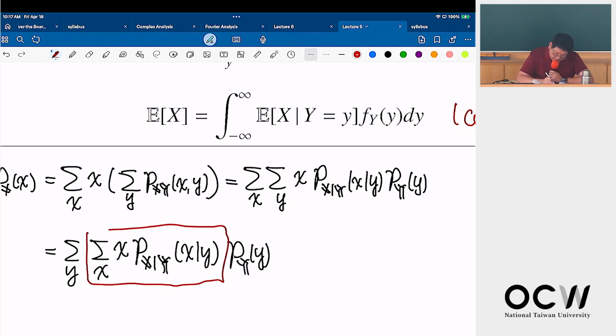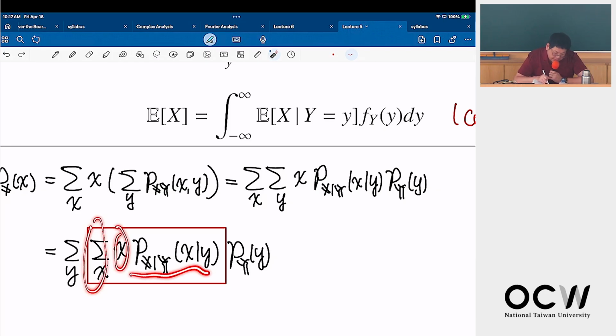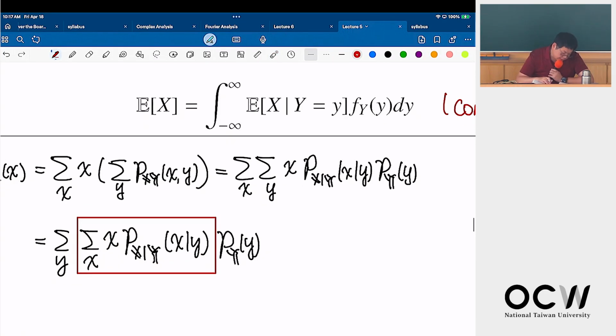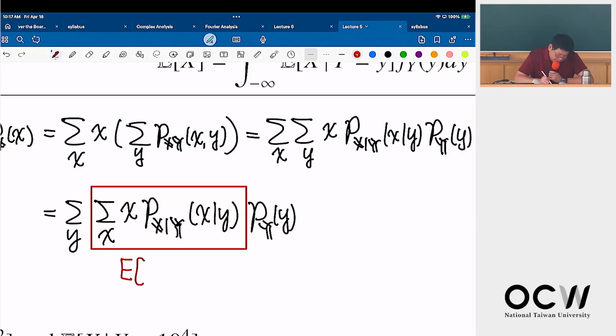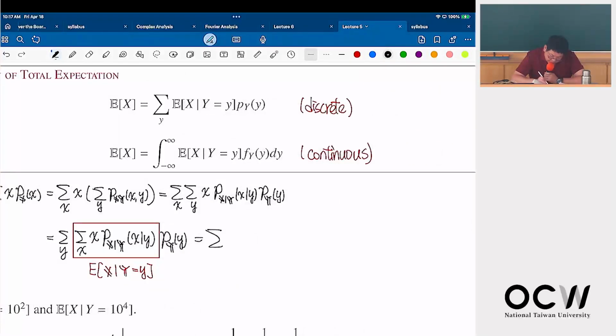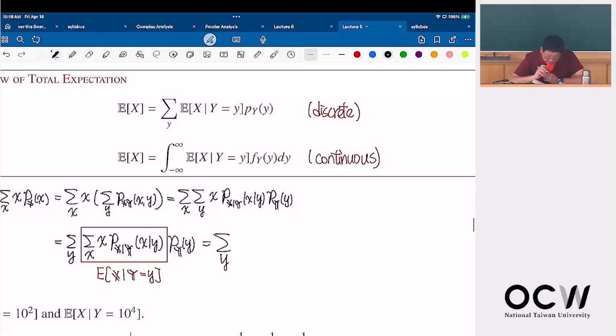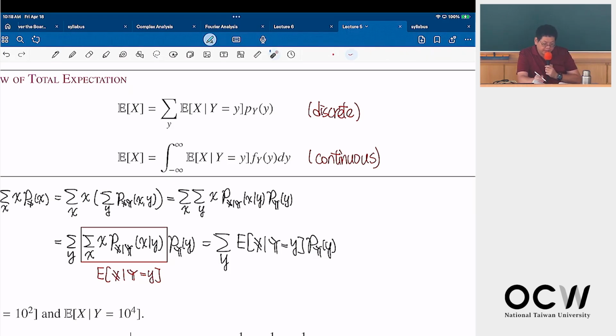And for this part, again, we consider all possible outcomes times the corresponding weightings. This is the expectation of x given y fixed. So that's why we have the formula for the discrete case. That is the law of total expectation. And similarly, you can apply it to the continuous case.